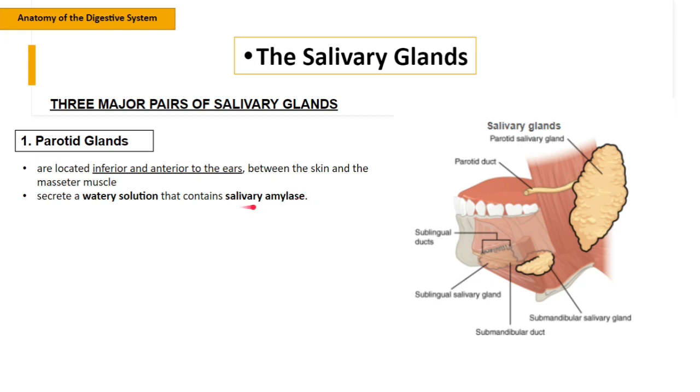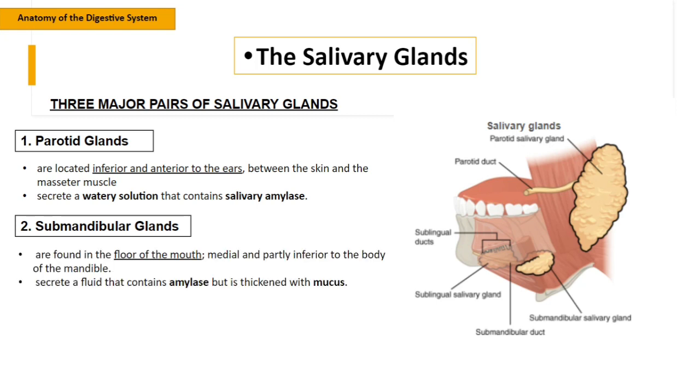But still, it's a good thing to take note of that again, the parotid gland, this is the location, and it secretes a watery solution that contains salivary amylase. Please do take note of this, the parotid, watery, because we also have other salivary glands. Okay, another major pair is your submandibular gland. These are found in the floor of our mouth. So basically, this submandibular gland is this one. It is found in the floor of our mouth.